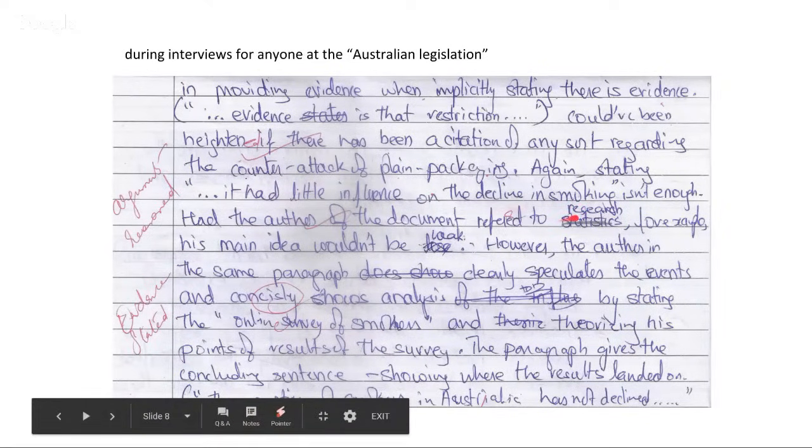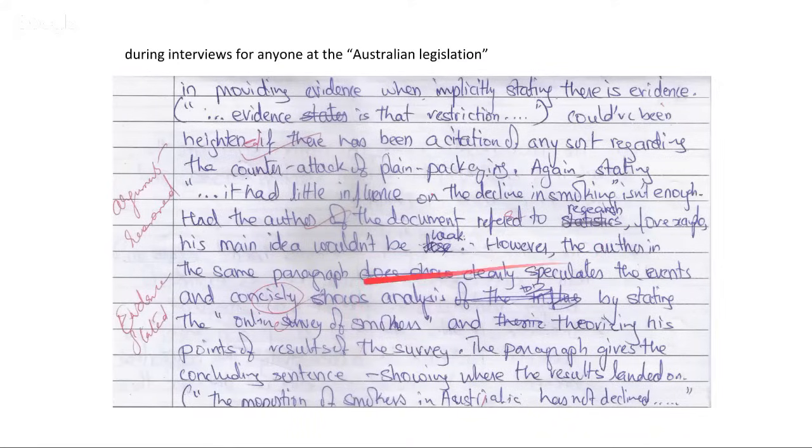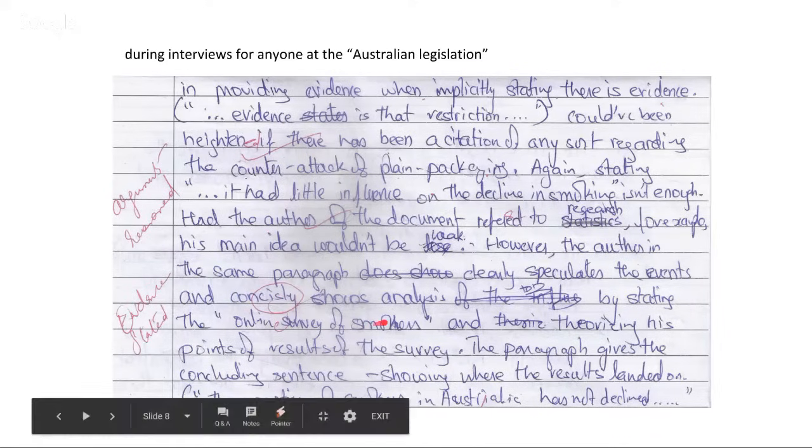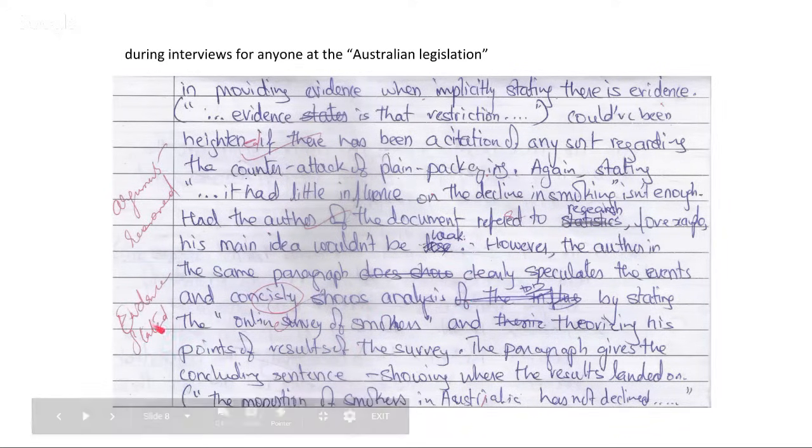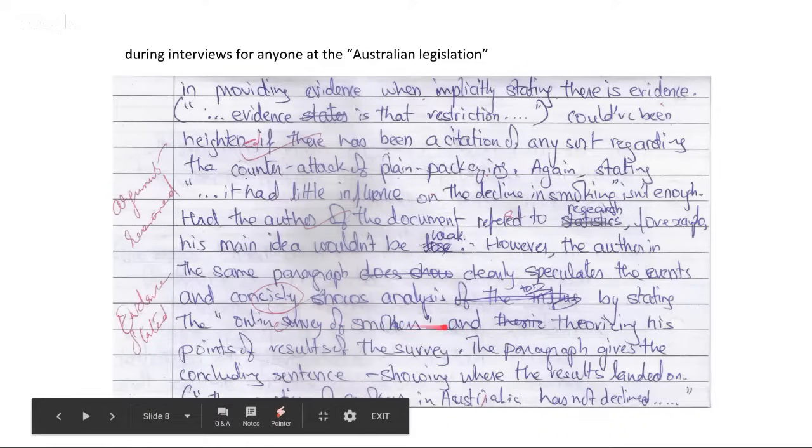Anyway, where were we? Smoking had the author, yes. However, the author in the same paragraph clearly speculates the event and concisely, yeah, he spelled it wrong, and concisely shows analysis by stating the online survey of smokers and theorizing his points of results of the survey.